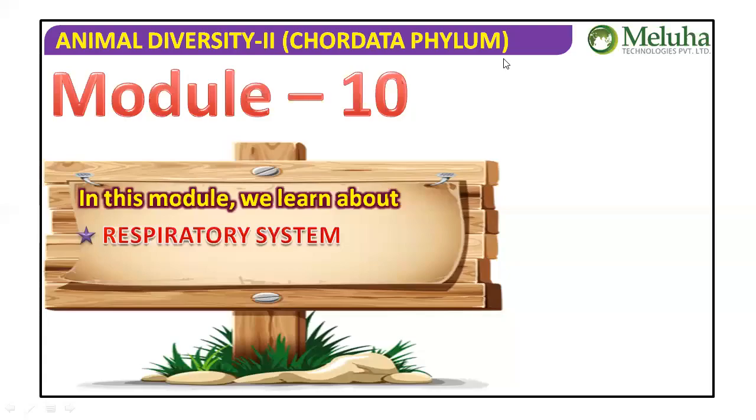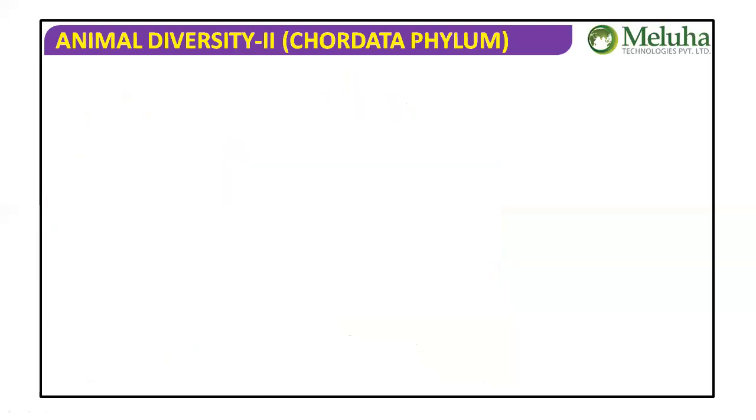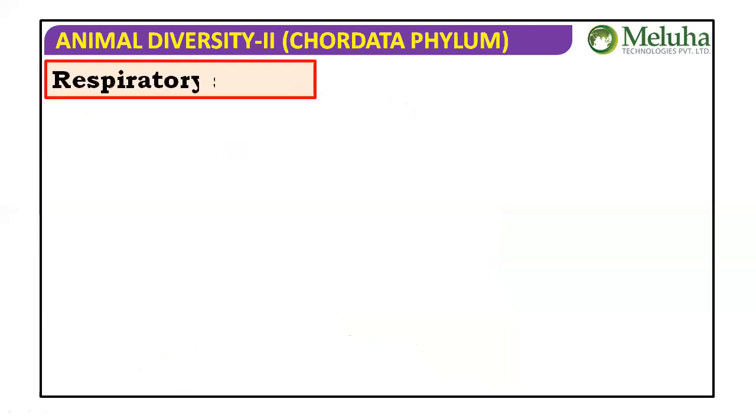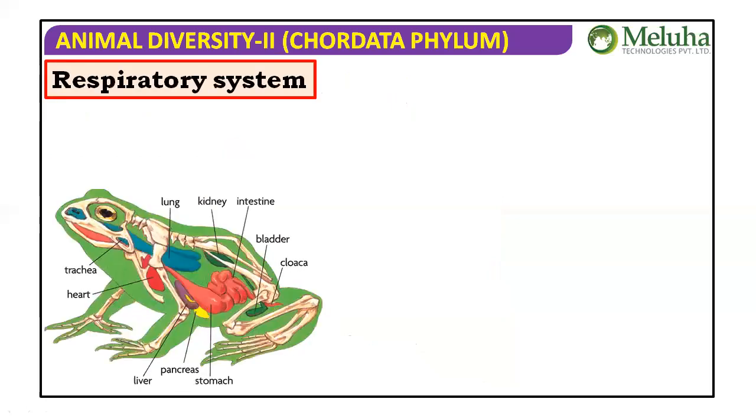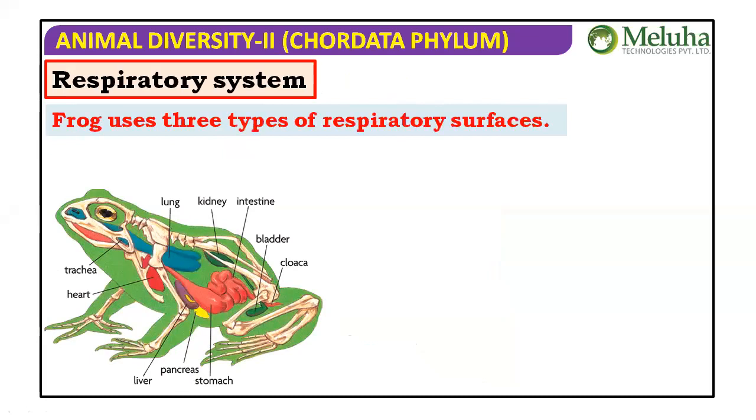The respiratory system of the frog. In the respiratory system, the frog uses three types of respiratory surfaces. There are three types of respiratory surfaces you can see here.